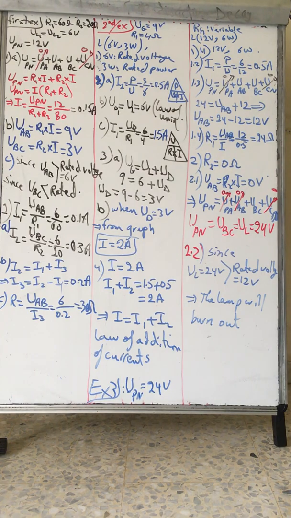Now the lamp burns up. Why? Since UL, which is 24 volts, is greater than the rated voltage of the lamp, which is 12 volts, the lamp will burn up.